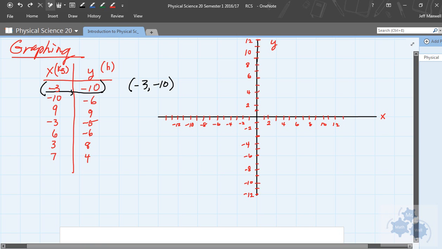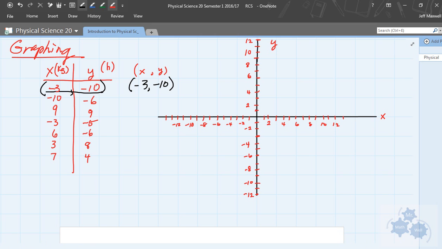Okay. So the big thing when you're making your scale is that you use as much of the graph as possible. So this is what yours looks like. So I've labeled mine so it looks just like yours. Okay. So now let's go and label some points here. So -3, -10. Remember that the first coordinate or the first number here is always the x. The second is always the y. That's the way it always is. Okay. X, y.